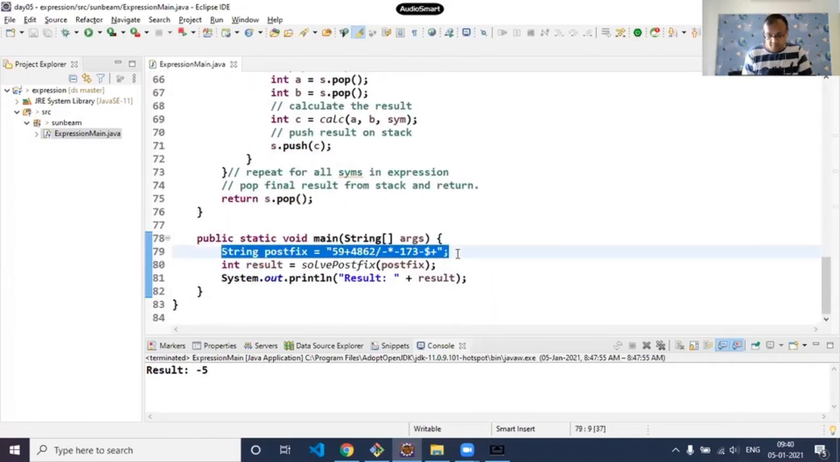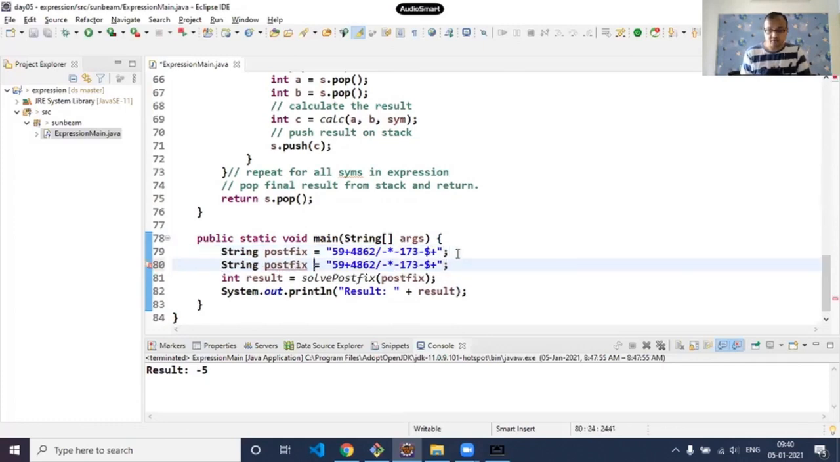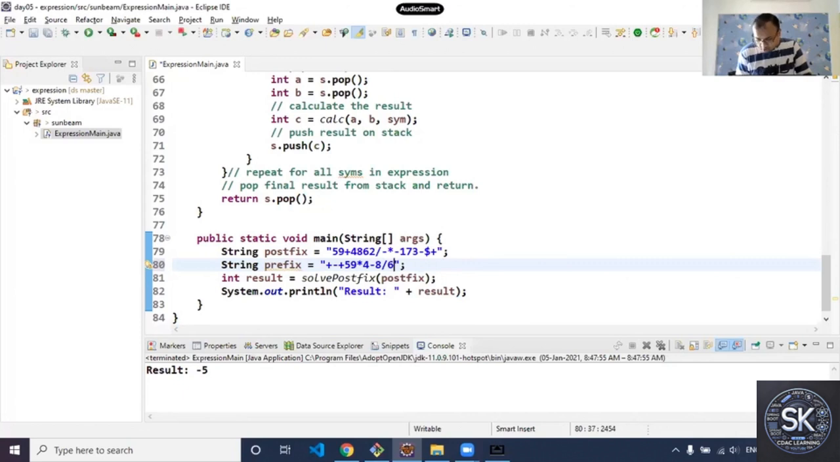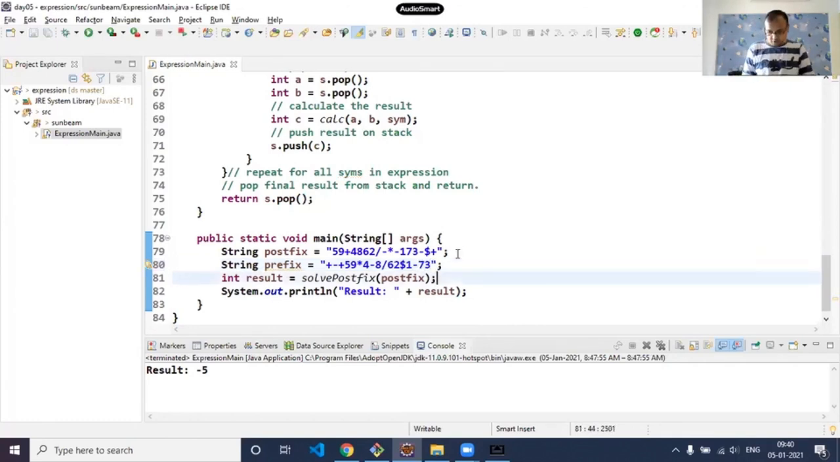Ideally it should give you the same result. Let us just check whether it is true or not. Is it really giving me the same result or not? Let me try to write plus minus plus 5 9 multiplication 4 minus 8 divided by 6 2 dollar 1 minus 7 3. Okay, this looks good.